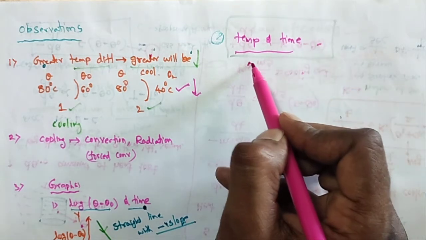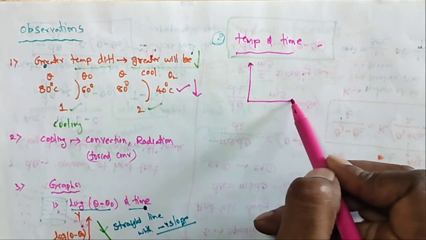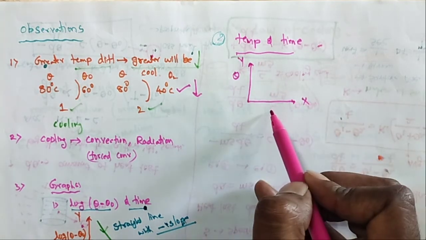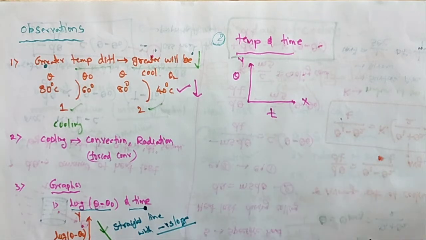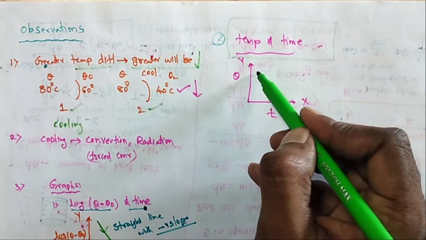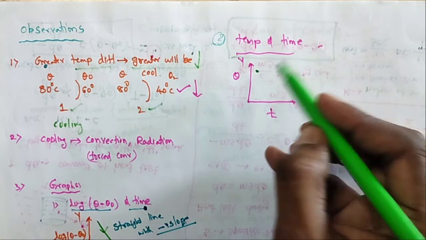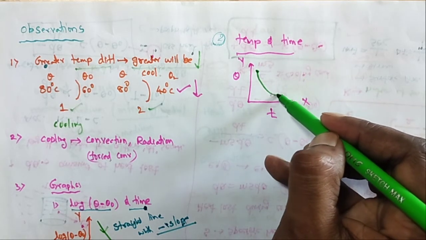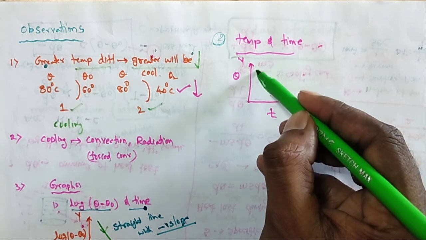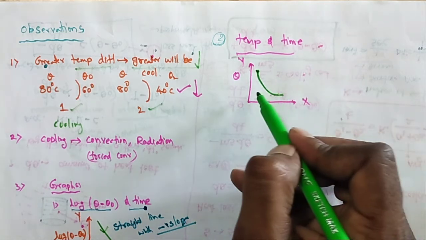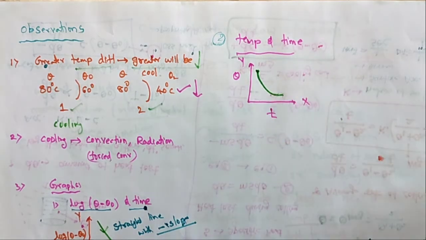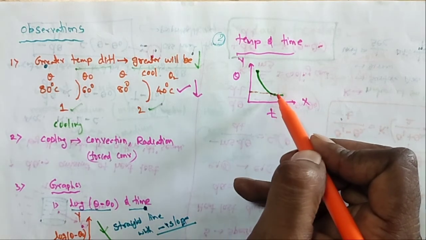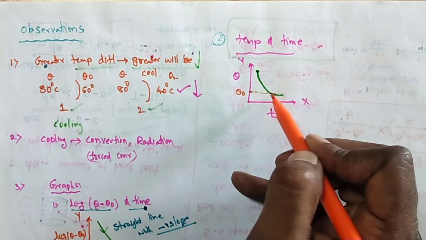Okay, so here I am taking the x-axis and y-axis. Here temperature theta, and here time small t. In this one, there is 80 degrees, this is the initial temperature, 80, 70, like this. Not exactly a straight line, it is a curved line that does not touch the small t axis, because this is theta naught, the surrounding temperature.